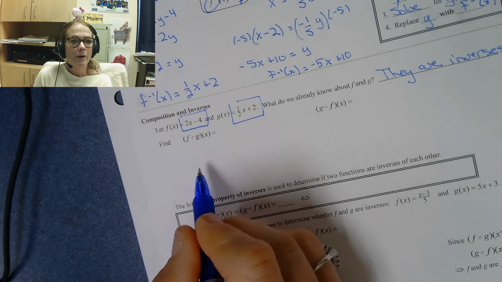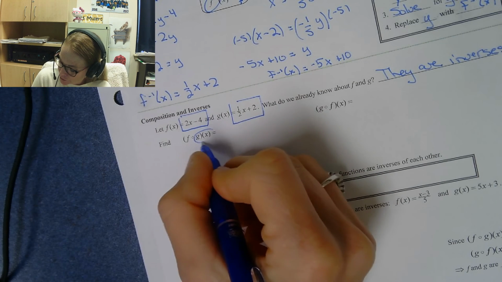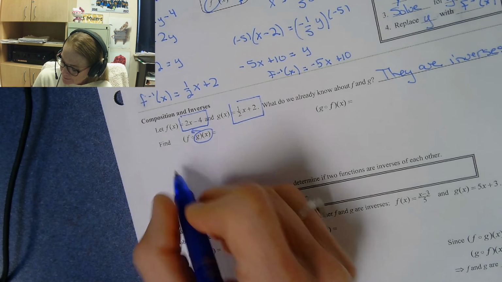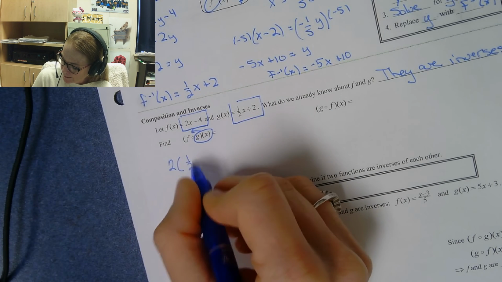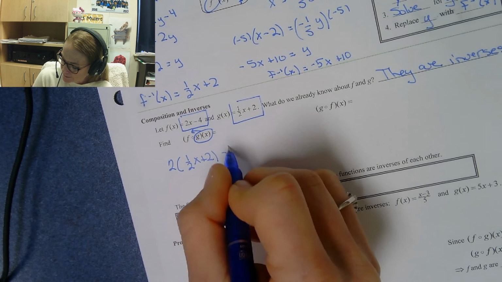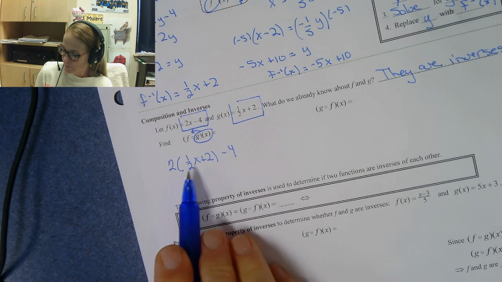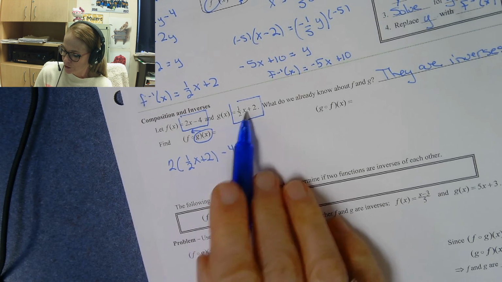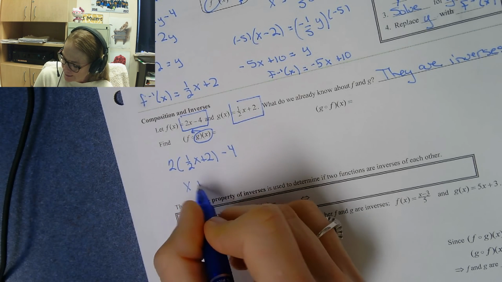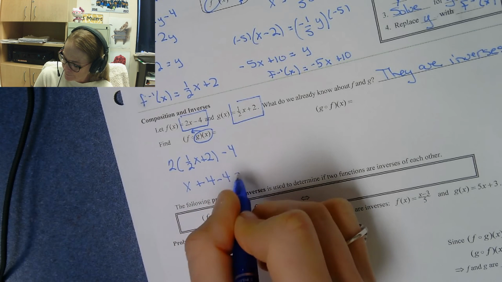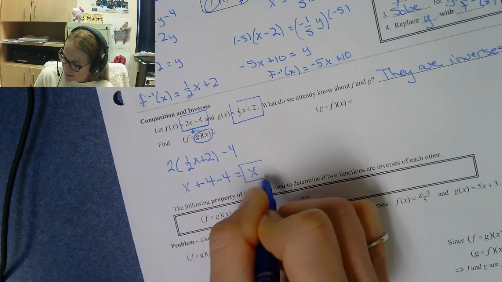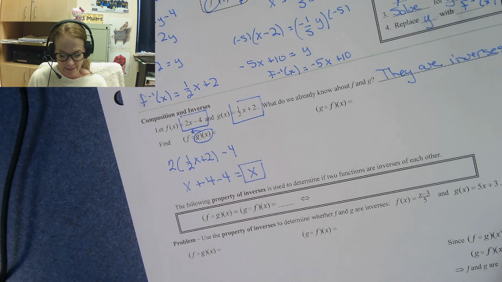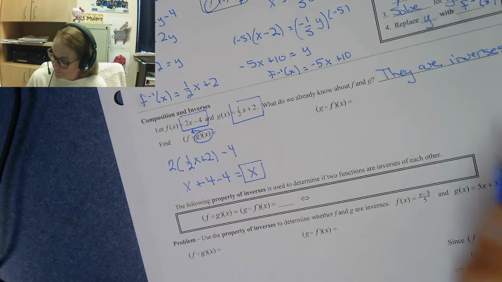All right, so what happens if I compose them? Let's plug g into f at x. So 2 times 1/2 x plus 2 minus 4. So f is 2x minus 4, so this is 2g minus 4. So this will be x plus 4 minus 4. Look at that. They undo each other and arrive at x.